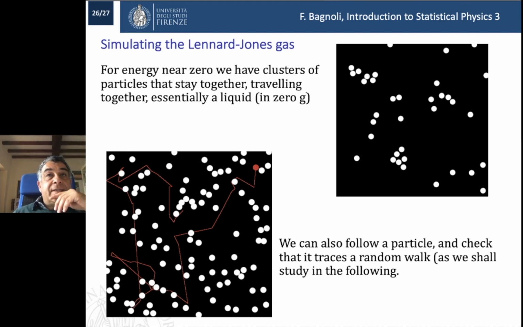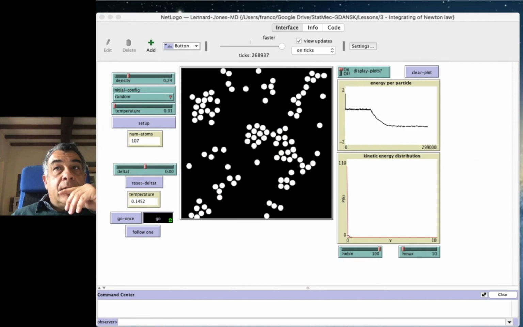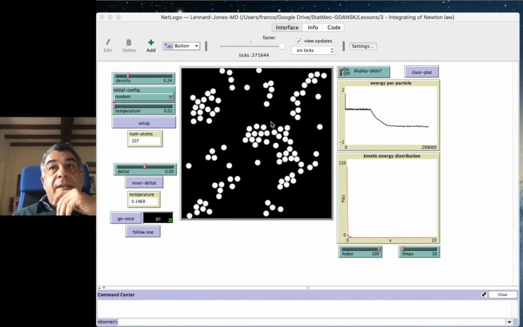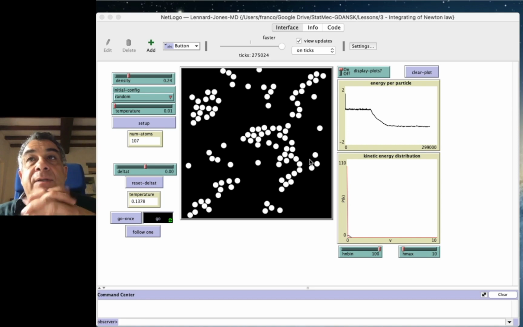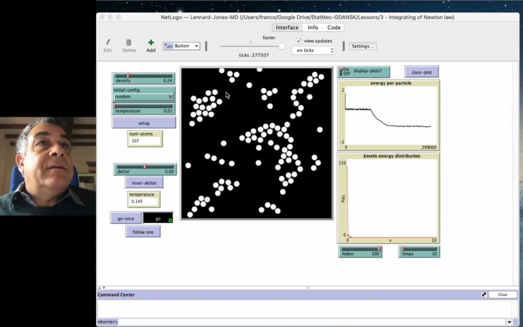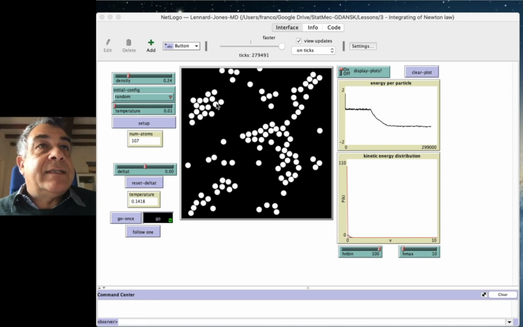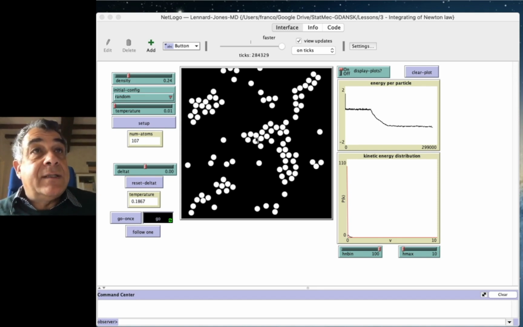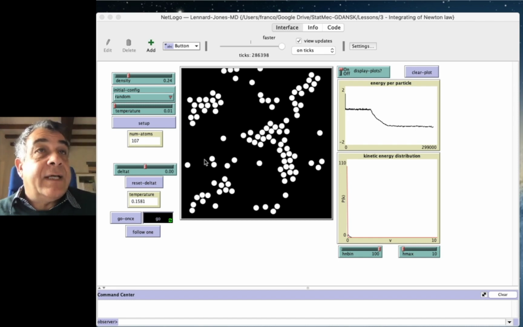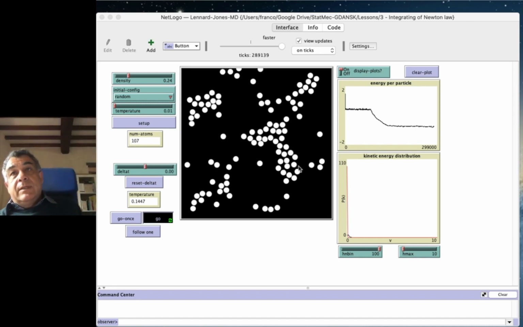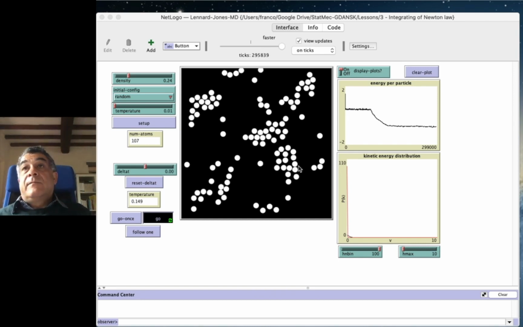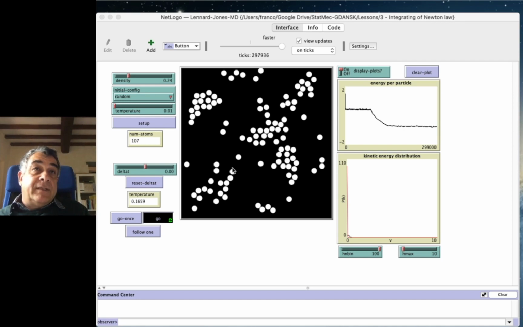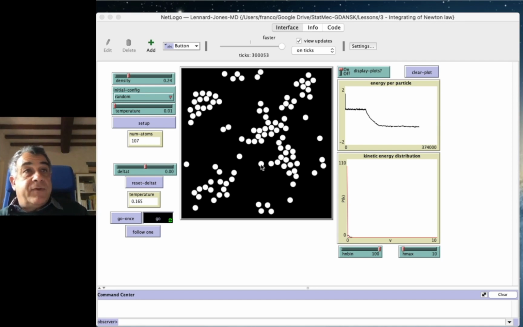And so let's go back to the screen here and see that actually the gas starts to condensate. You also notice that the simulation is quite slow. I have just 100 atoms. This is due to NetLogo features, because if I run a program written in C language, it is much faster than this.